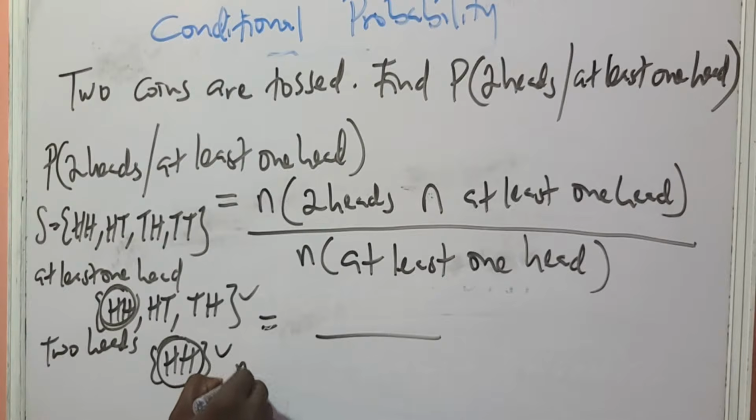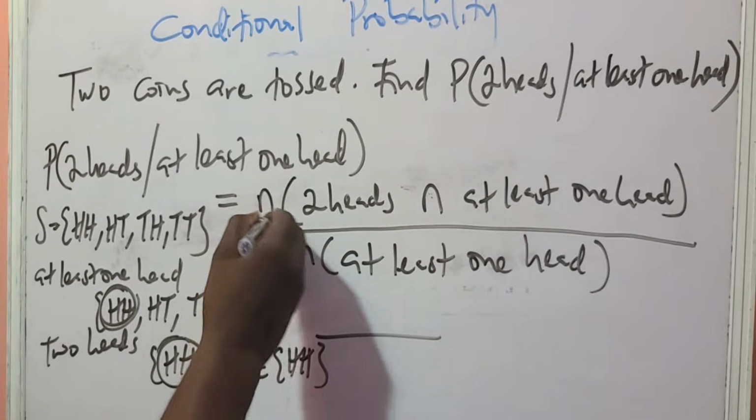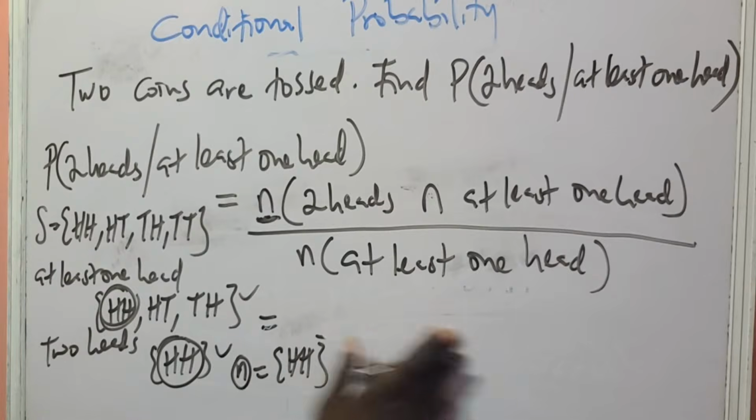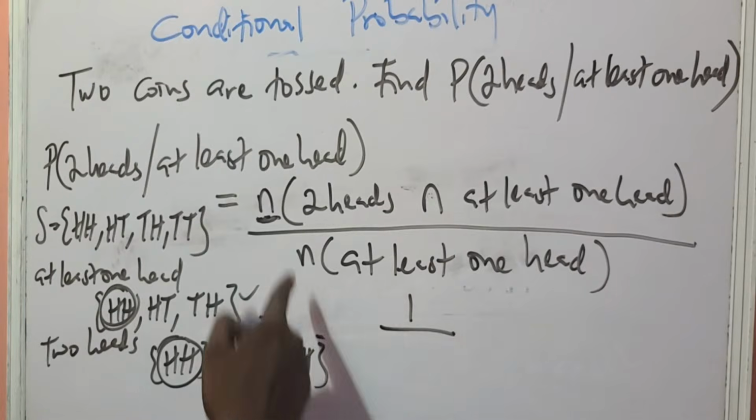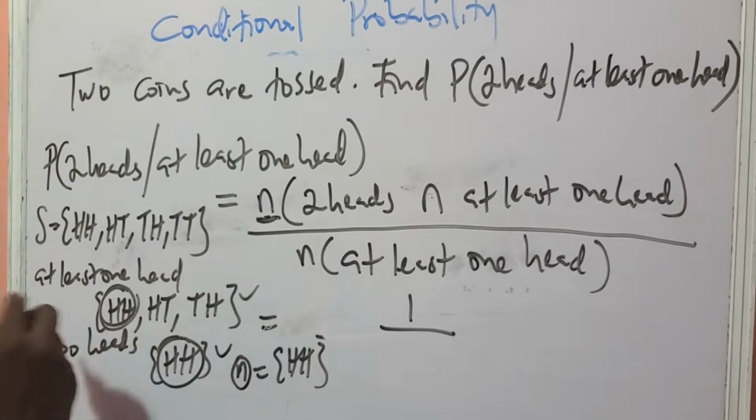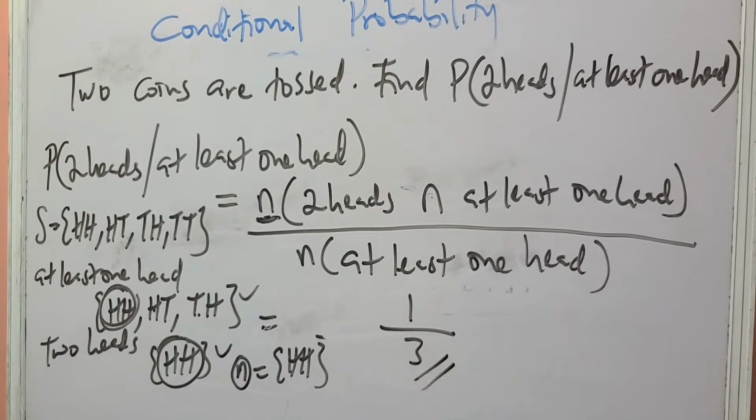Let me just write it as N of the intersection. Understand what I'm writing here? This is the intersection, HH. Now, how many elements do you have there? Just one. So this answer will obviously be 1 over. Now, how many elements do you have in your event space for at least one head? 1, 2, 3. You have 3. So the answer is 1 over 3.